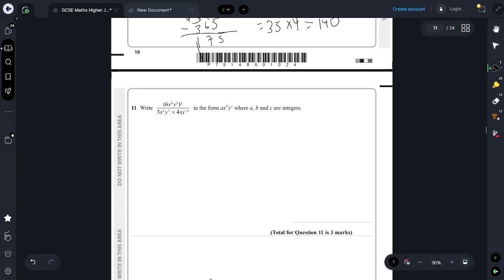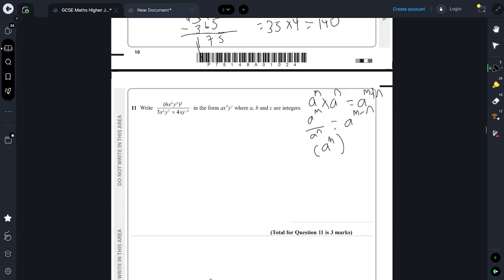But break it down and remember your index laws. There are only three you need to know really. A to the m times a to the n: if same base, add the powers together. Likewise, when dividing, you subtract the powers. And if you're raising a power to another power, you just times them together. Those are the three you need to know. That's all you need to do with this.